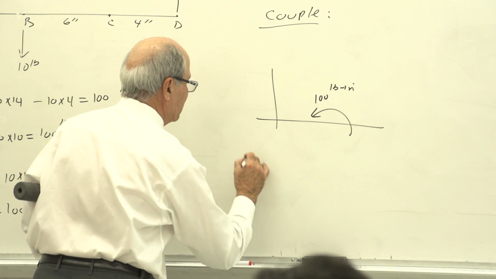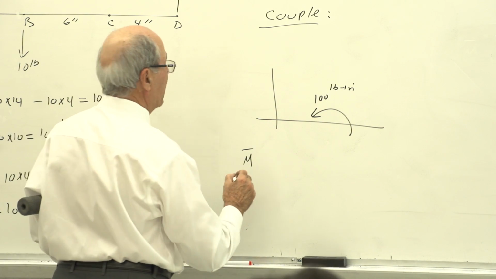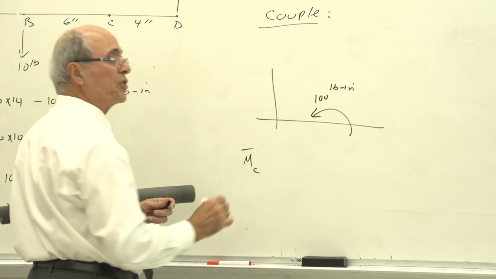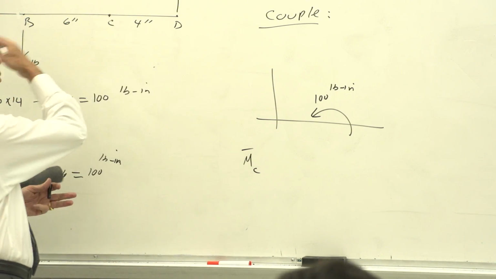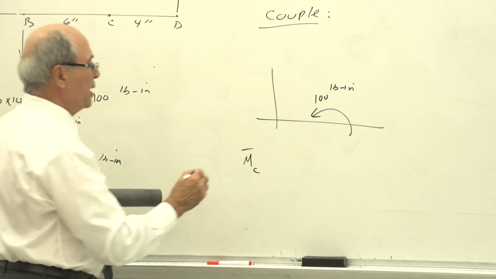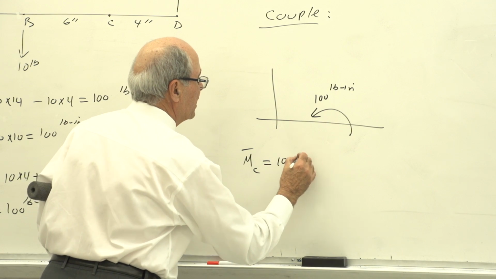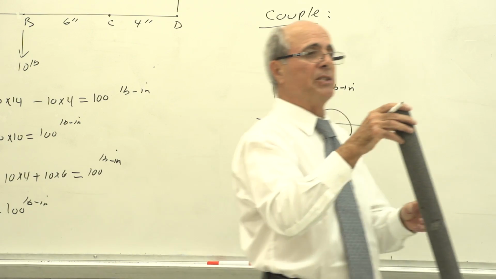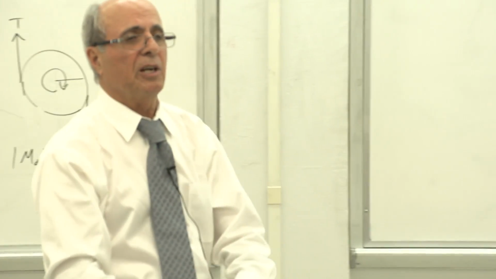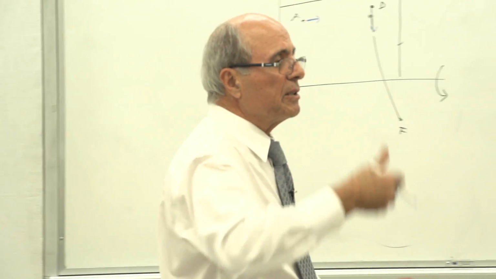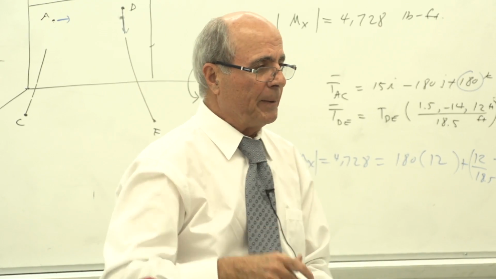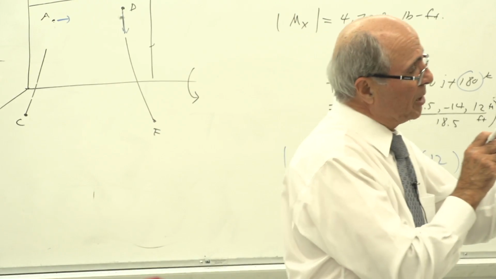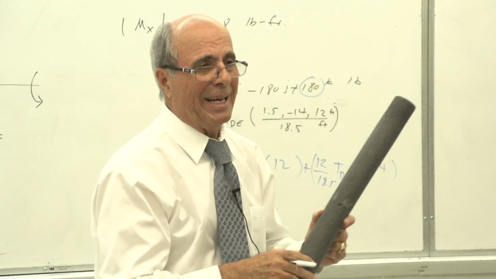This couple can be represented as a vector M of a couple. I'll put C because that's the couple. It doesn't have to be any special point. It could be any point. It must be equal to 100 K pound inch because of that. However, if I take my drill and go vertically, the couple is about the Y axis. Similarly, there will be one about the x-axis.